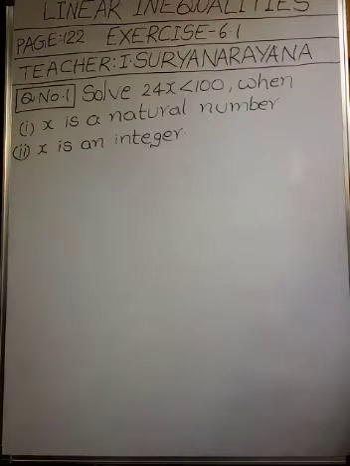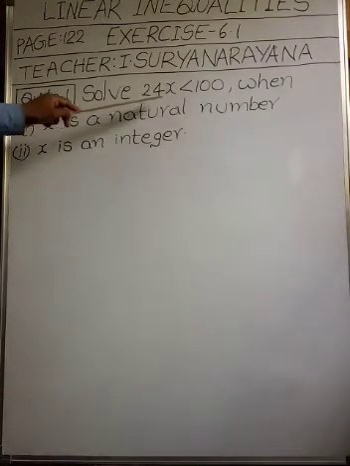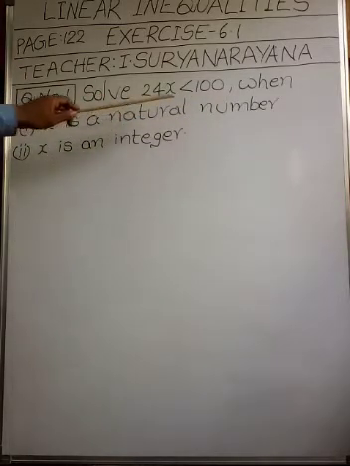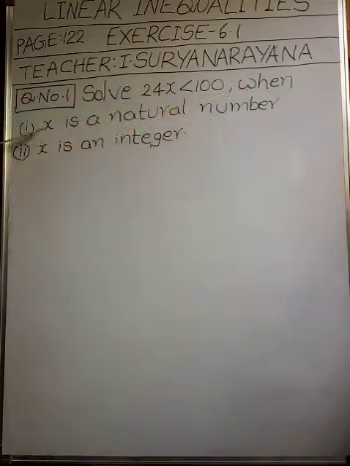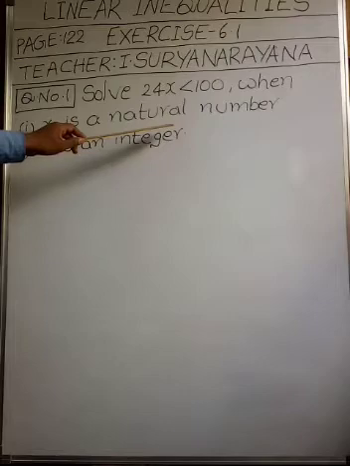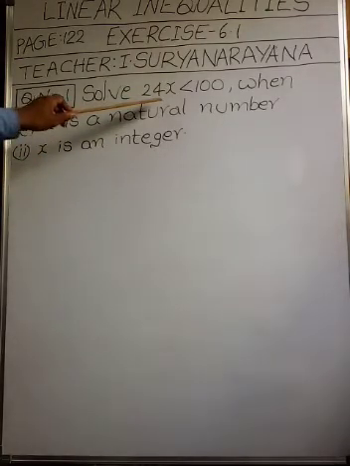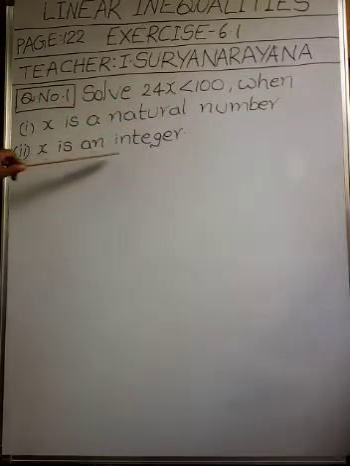Question number 1. Solve 24x less than 100. Solve 24x less than 100 when, in the first case, x is a natural number. This is the first part of the question. And the second part, x is an integer. If x is a natural number, we have to solve this inequality. When x is an integer, we have to solve this inequality. Understood this question, my dear children? Right. Now come to the solution part.